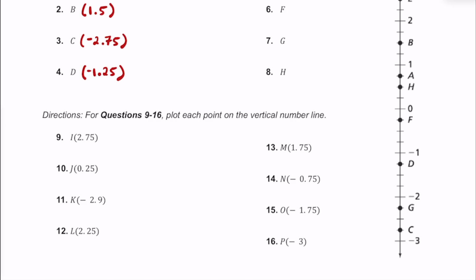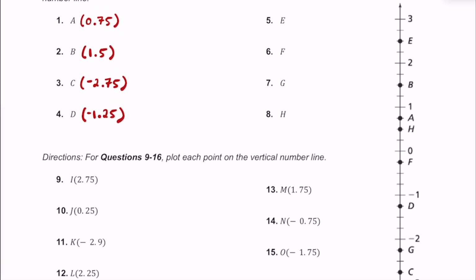Let's check out number 5. Number 5, we have E. For E, we can see that it's right over here on the positive side of the number line. And so E is going to be right between 2 and 3. So right in between is going to be 2.5. So positive 2.5.